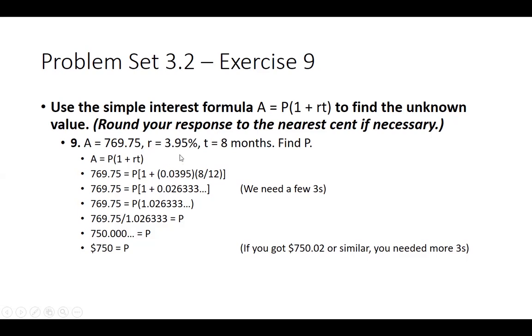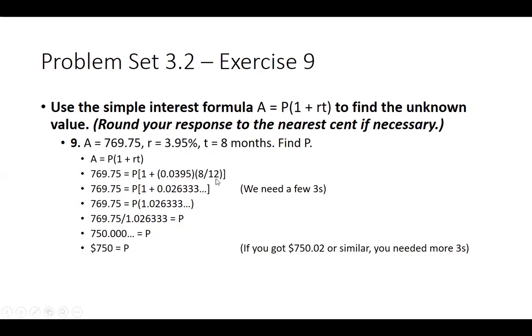Number 9. We're finding P. We're given T in months again. 8 months in years. There's 12 months in a year, so divide by 12. T would be 8/12. R, 3.95%, must become a decimal, 0.0395. And A was 769.75. Plug all that in.